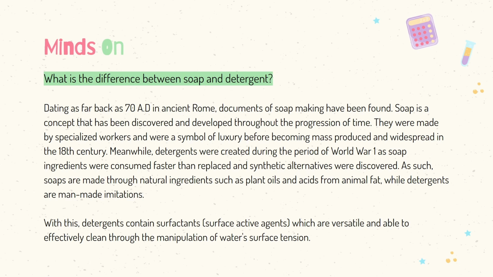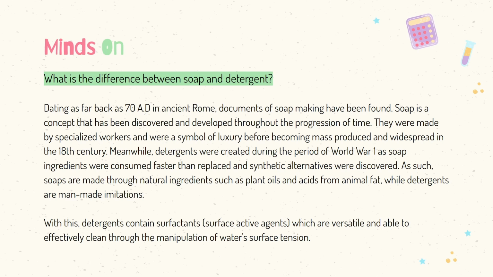And so dating as far back as the 70s, 80s, in ancient Rome, there have been documents of soap being found, which is crazy, because soap is not a revolutionary invention, but it's definitely not something you could imagine they had back then. There was the Black Plague and sanitation was a major issue. Soap was a luxury. If you read on, you'd see that soap was made by specialized workers. It was a simple luxury, and it wasn't being mass produced until the 18th century.